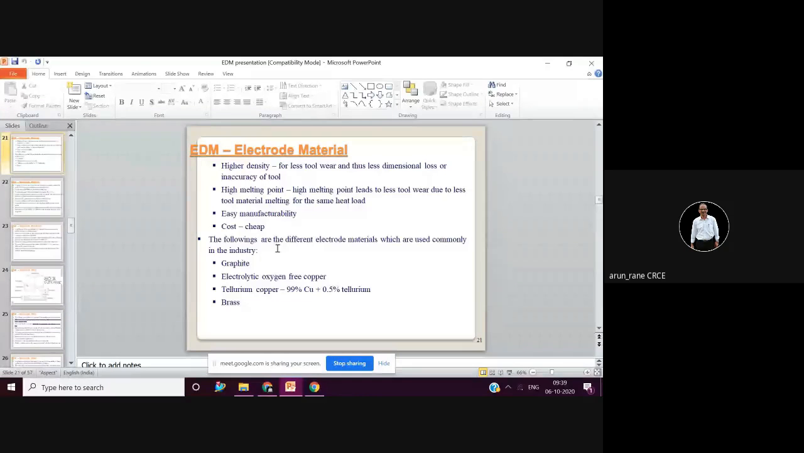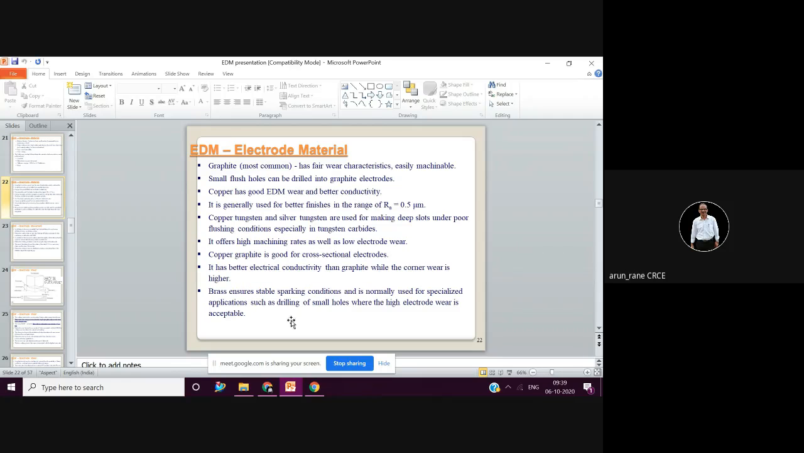These are some electrode materials: graphite, electrolytic oxygen-free copper, beryllium copper, and tellurium copper having 99% copper plus 0.5% tellurium. You can use an electrode purely made out of brass, but graphite is commonly used for roughing, that is, when the removal rate is high. Cost wise also it is economical, followed by copper.